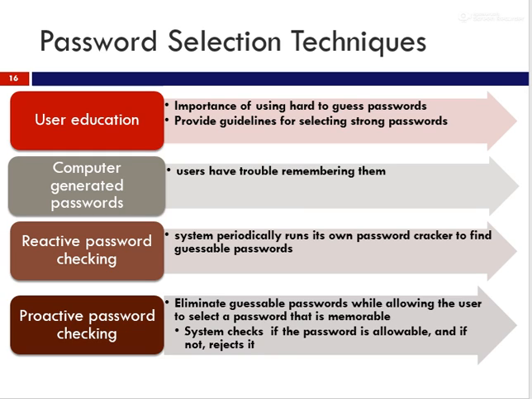In proactive password checking, users are allowed to choose their own password. When the user enters the password, like the first time the user is registering with the network, the system will run password cracking attacks against that password. If the system finds that this password is weak, it will not allow the user to choose it and will ask the user to choose a different password.